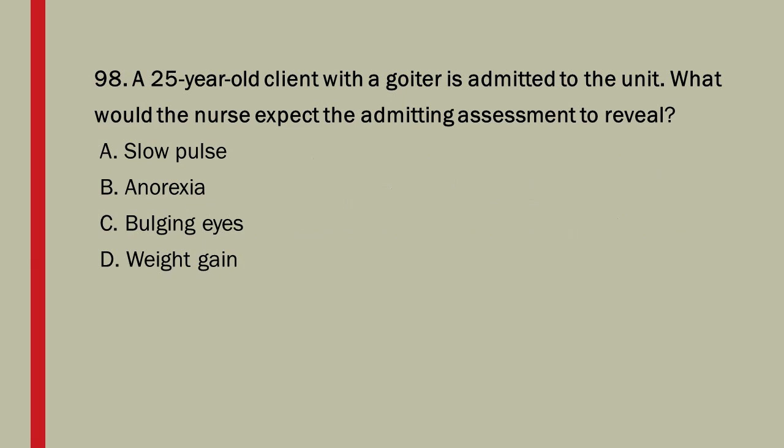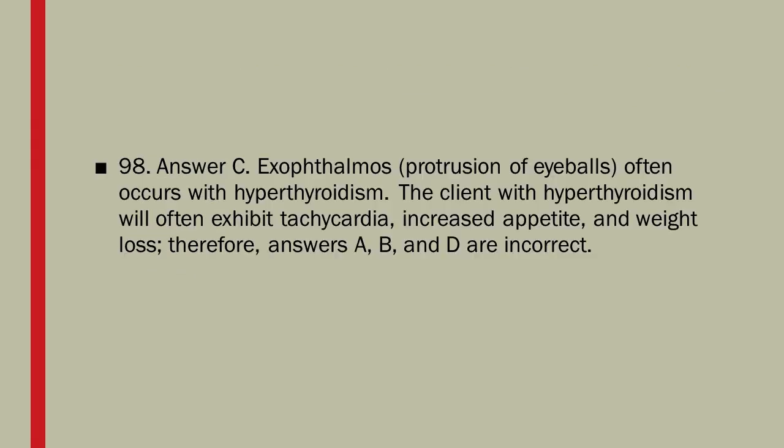98. A 25-year-old client with a goiter is admitted to the unit. What would the nurse expect the admitting assessment to reveal? A. Slow pulse. B. Anorexia. C. Bulging eyes. D. Weight gain.